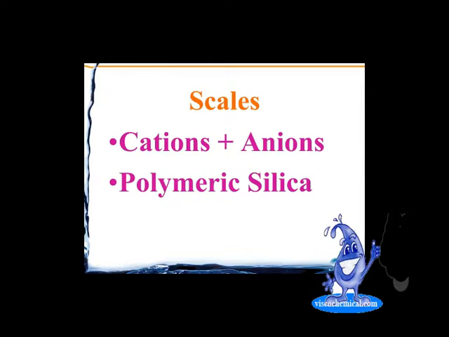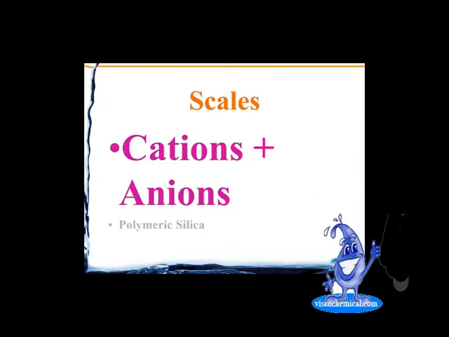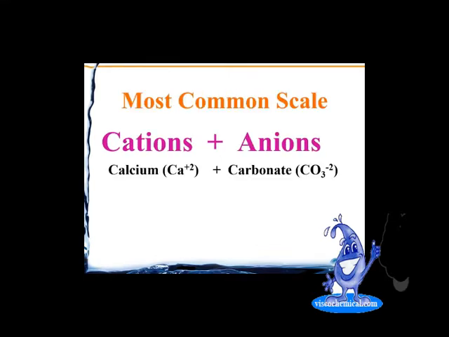There are two general categories of scales. Cations and anions are 99%, and polymeric silica is the other area. So when we're talking about cations and anions, we're talking about double-charged cations like calcium and double-charged anions like carbonate. So the calcium +2, carbonate -2. When they reach a certain concentration, they hit 100% saturation.